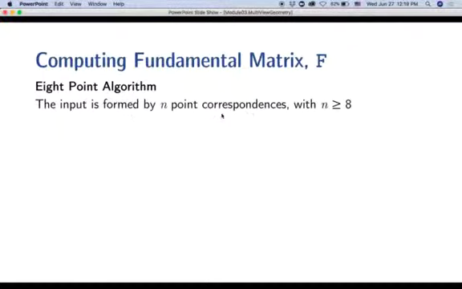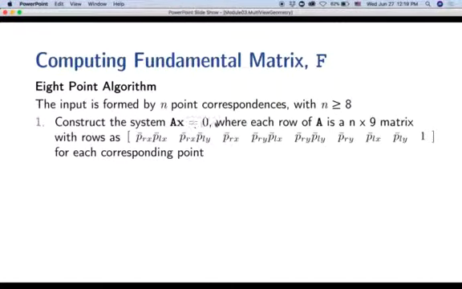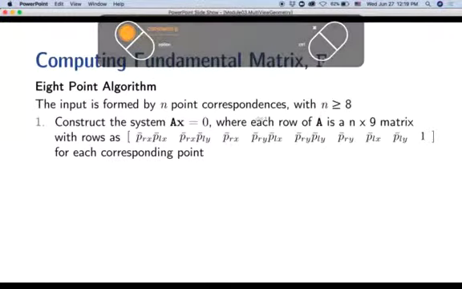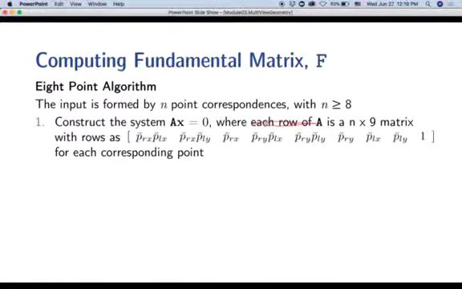I'm given n point correspondences where n must be greater than or equal to 8 for the 8-point algorithm, and I construct a system Ax is equal to 0 where A is an n by 9 matrix, with its rows as this. I should put a subscript 1 for the first row and 2 for the second row and so on. So I'm given 8. Because if I'm given 8 of those, then the null space is one dimensional, which is my solution.